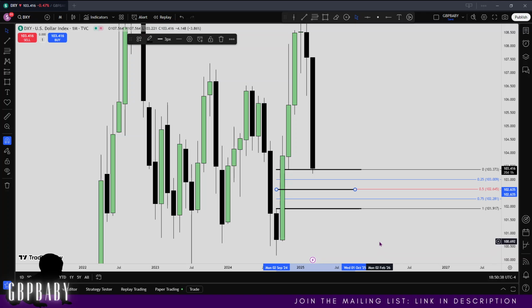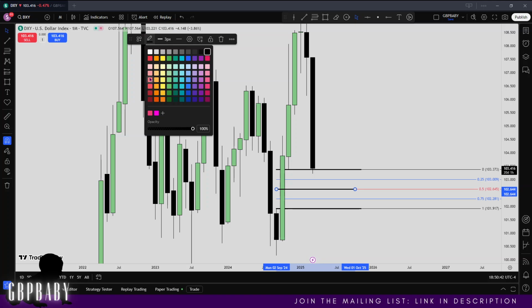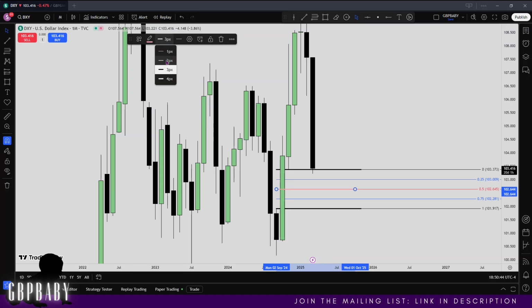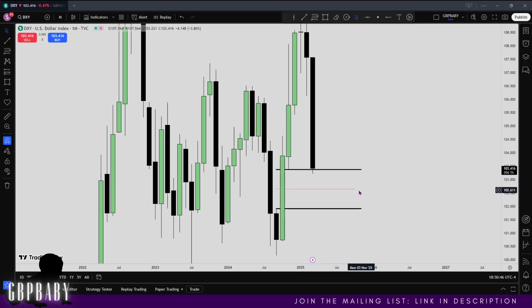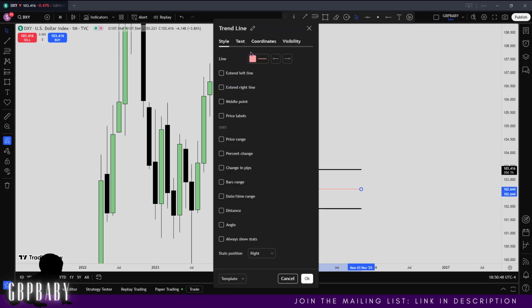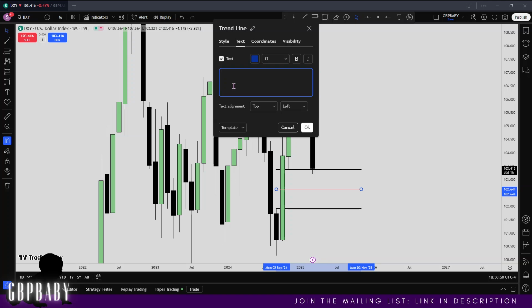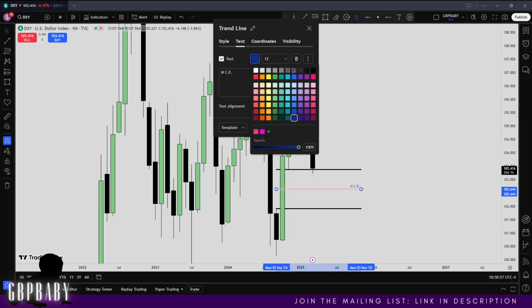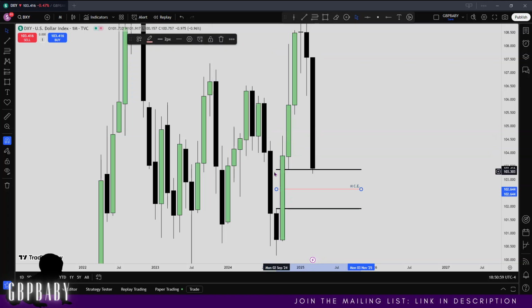So let's get this delineated properly. I'm going to make this a nice soft pink, and then we'll also thin it up like so. And now we know that this is our monthly consequent encroachment and also our higher time frame target. So I'm going to put monthly C.E. Move that to the right, and then we can make that black. And then we know that this is the top of the fair value gap and this is the low of the fair value gap, just so that we have an idea of where we are in terms of the range.